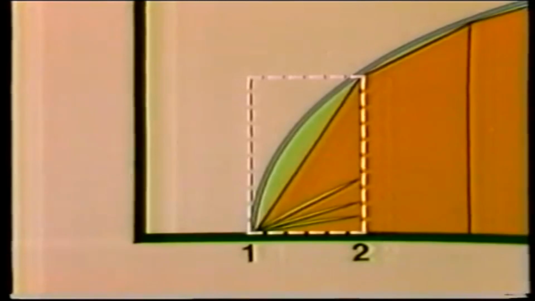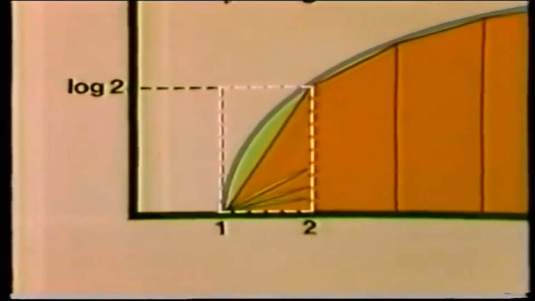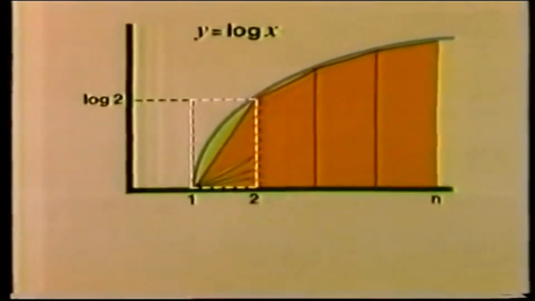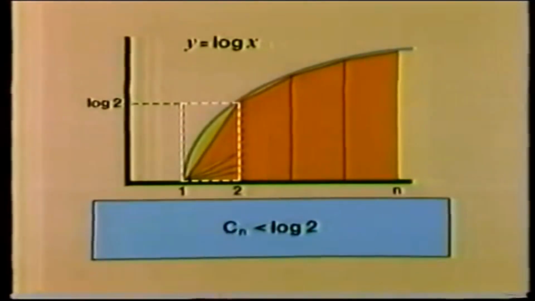Because the curve is the log curve, the rectangle height is log 2, and its width is 1. So its area is log 2. And it doesn't matter how many slivers we have, each extra one fits below the previous ones. So Cn, the area of n slivers, is an increasing sequence bounded above by log 2.